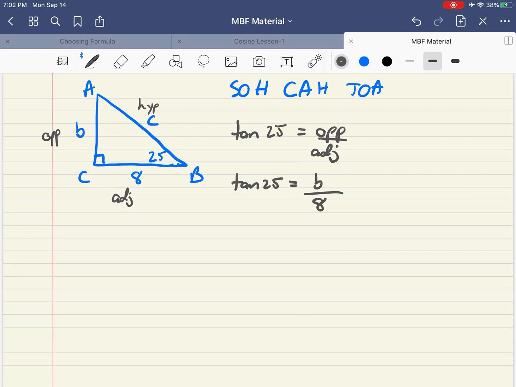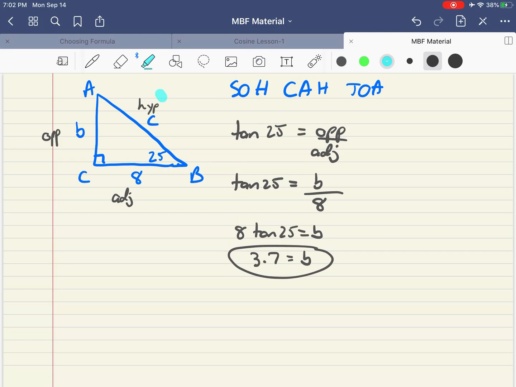And then what I'm going to do here is cross multiply the 8 up with the tan 25. I'm going to write 8 tan 25 equals b. And this I'm going to punch in my calculator. So 8 times tan 25, you're going to get 3.7 is equal to b. 3.7 is b.